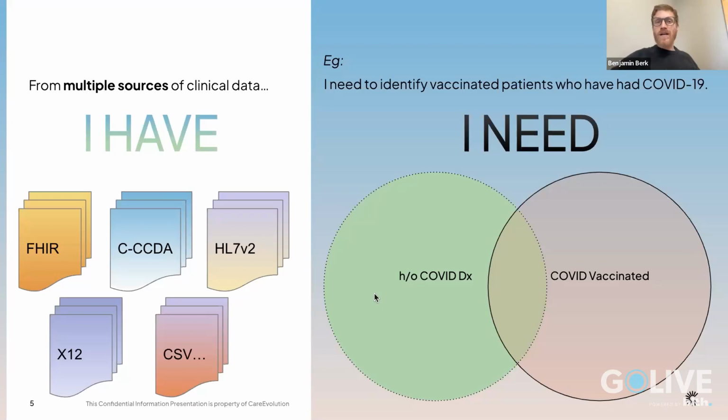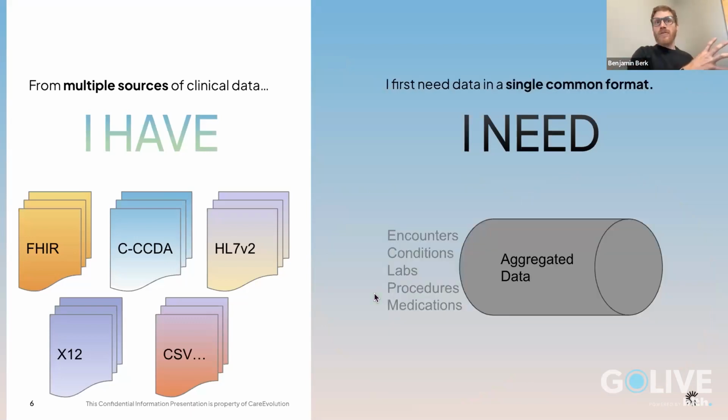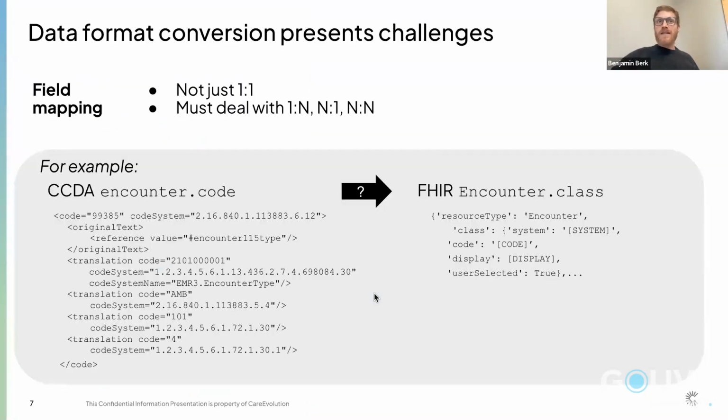So we're really seeking to answer a question, and it's not that we need multiple sources of data to answer it. We need our data first in a single common format. We don't need documents and messages. We need encounters and conditions and labs that we can actually ask questions of. This is a bit easier said than done, because taking all of these formats into a single common format requires us to map fields, and it's not typically one-to-one, where it's obvious what field in one format goes to another. We often have one-to-many, many-to-many, and many-to-one mappings.